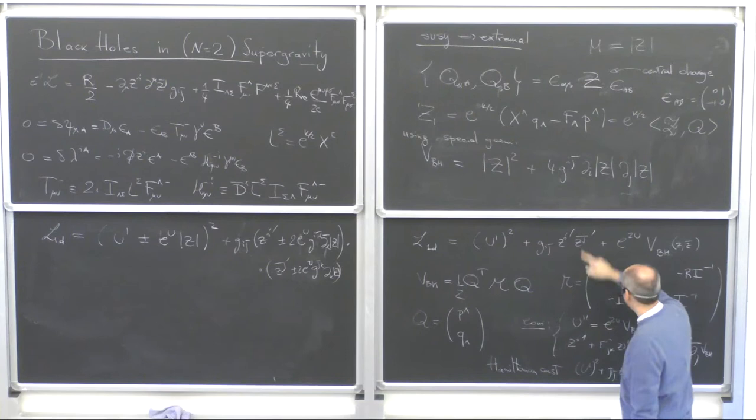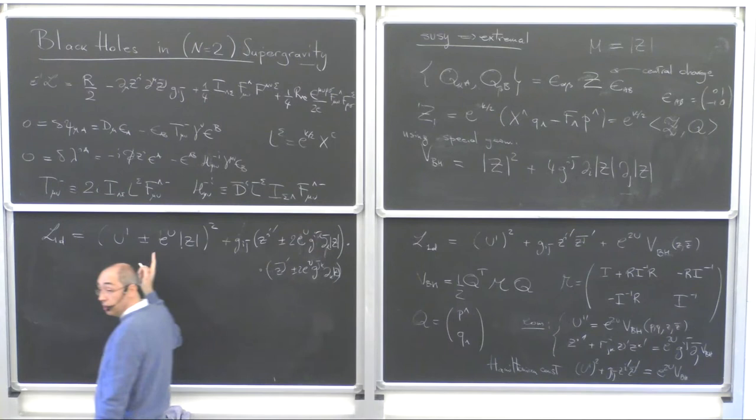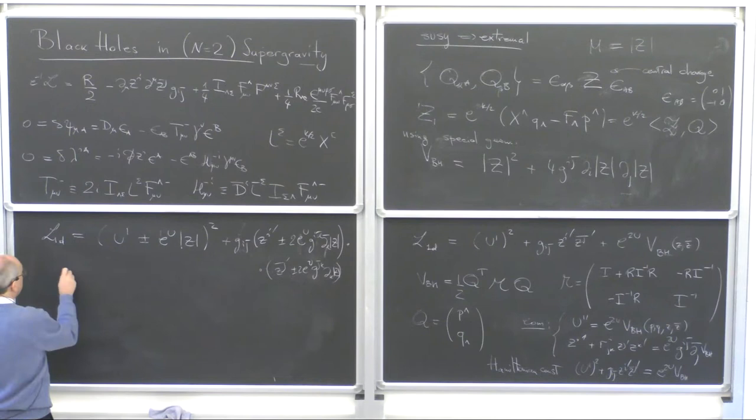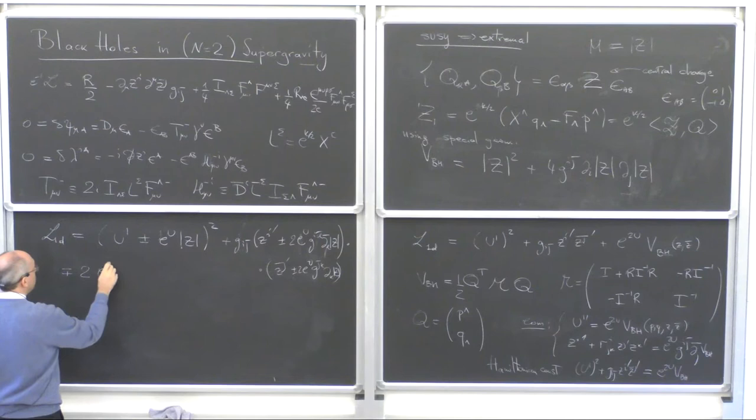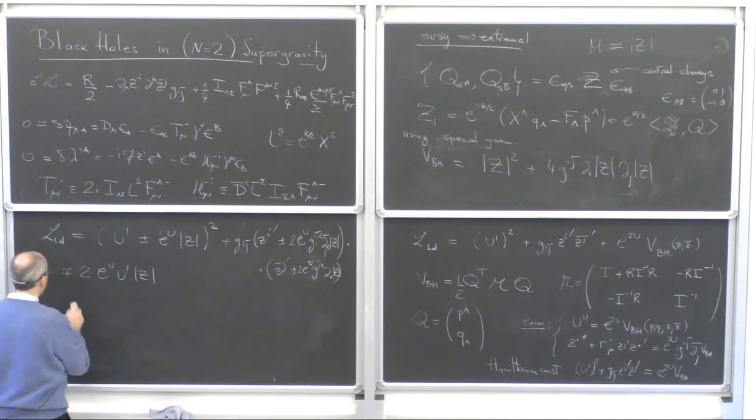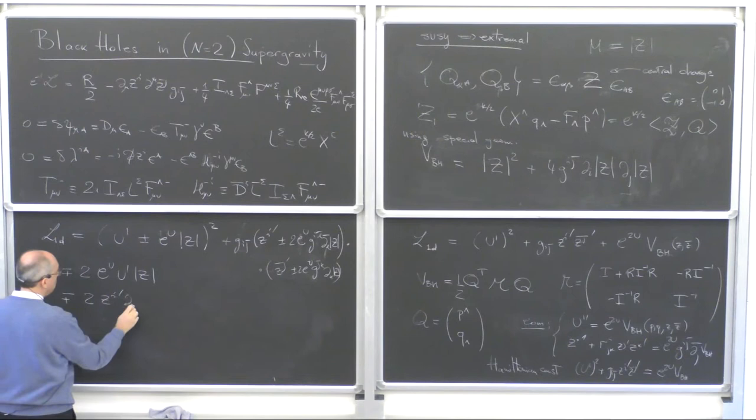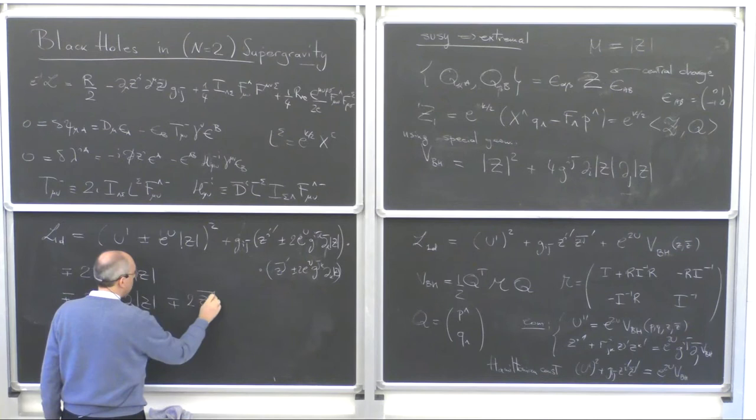times the e to the 2u. The only problem is that I also have mixed terms here. I now have additional pieces that I don't want. So I have to subtract what I get here from the mixed double product, which is 2 times e to the u, u prime, absolute value of z. And I have to do the same from there, which means subtracting 2 times z^i prime ∂_i z plus 2 times z bar^j prime ∂_j bar z.